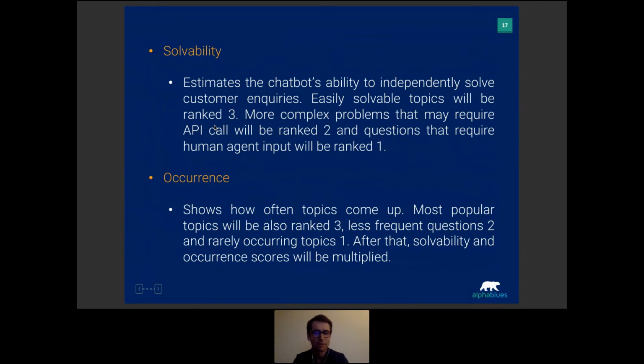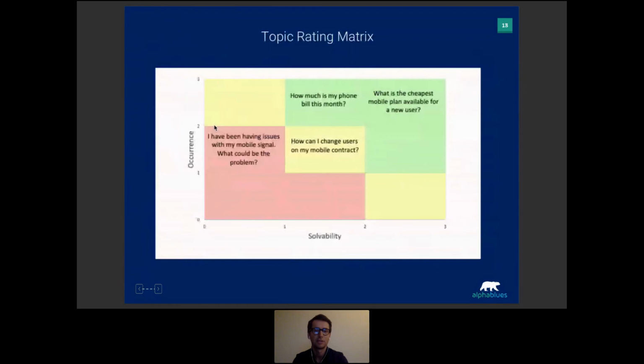And then think of occurrence, because the more often the topics show up, the more volume there is, and the more the bot can solve those, the more value you get from the bot, right? Ideally you want the most popular topics with the easiest way to solve them. So we have put together a topic rating matrix, and you want to have topics on the top right in the green. For example, what is the cheapest mobile plan available for a new user? It's a topic that gets asked maybe 1,000 times per month, and it's very easy to solve because the bot can just say it's plan number B.